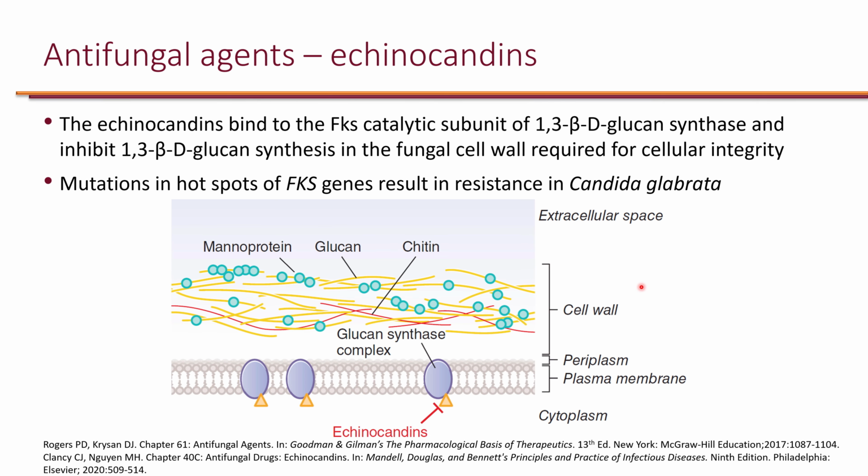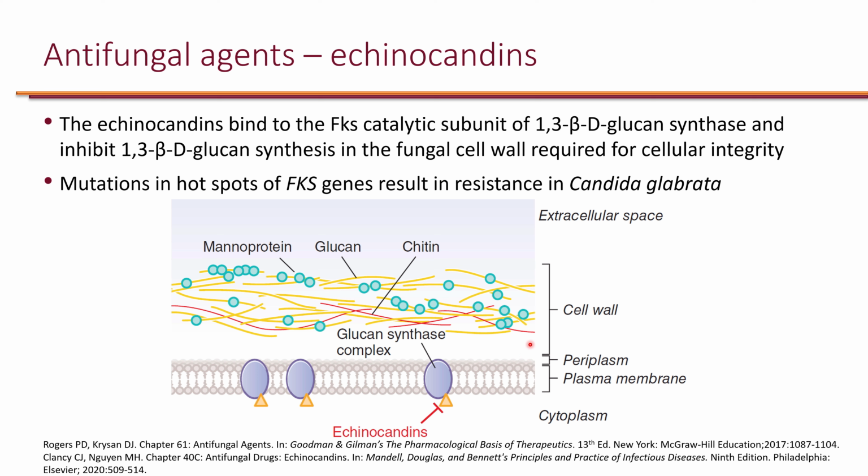The next class of antifungals are echinocandins. These actually bind to the FKS catalytic subunit of the 1,3 β-D-glucan synthase. So this is an important enzyme. And by doing that, it inhibits the 1,3 β-D-glucan synthesis, which is an essential component of the cell wall of many fungal species, with the exception of Cryptococcus species.